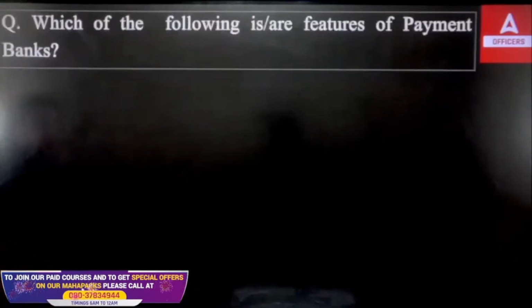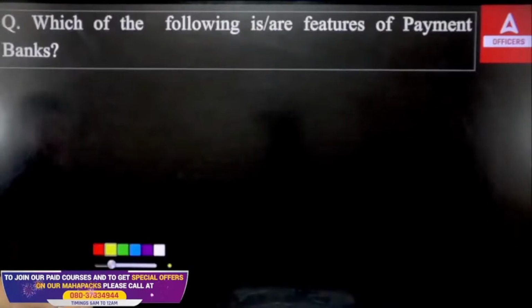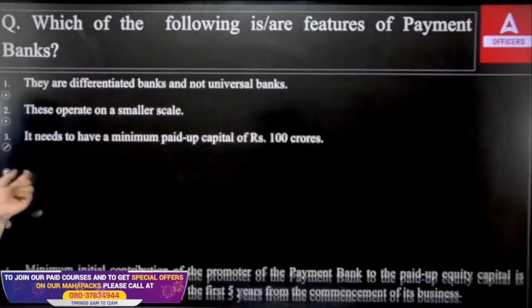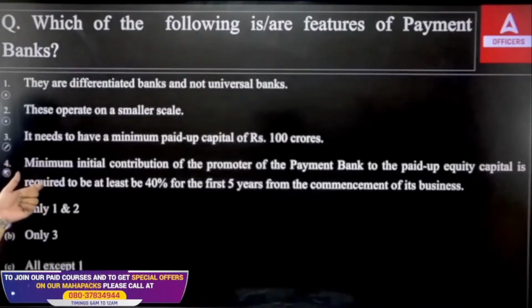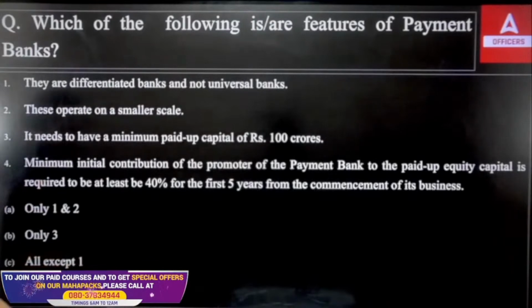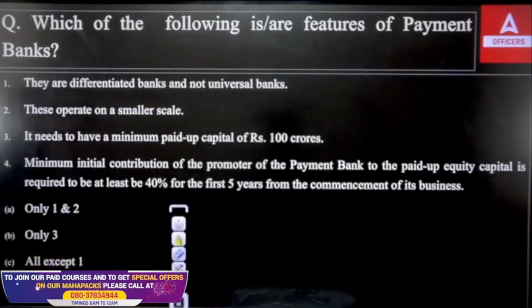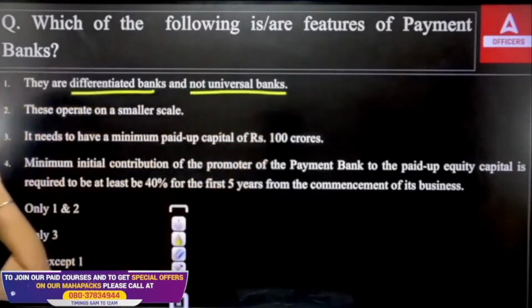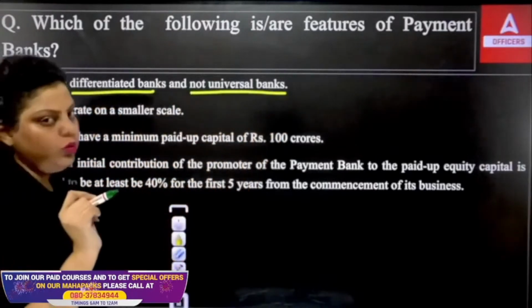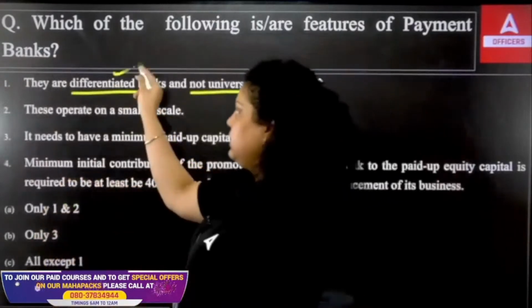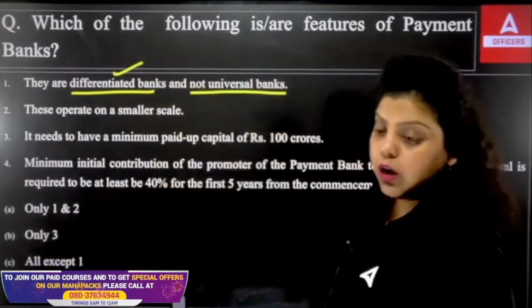Next question: which of the following are the features of a payment bank? You have to decide which of these four is a feature of a payment bank. First we have, they are differentiated banks and not universal banks. I have just told you that payment banks are differentiated banks, so this is correct. But what about universal banks? They are not universal banks.